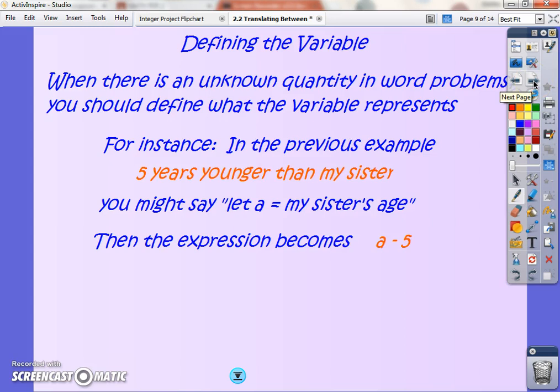Sometimes in word problems, you must define your variable because we don't know what the variable stands for. When there is an unknown quantity in word problems, and only in word problems, you don't define your variable. Otherwise, we need to let anyone who is reading our paper know what the variable stands for. So when I'm writing a minus 5 to represent 5 years younger than my sister, I need to let people know that a is my sister's age. I need to let them know that a stands for something. It's not just some number.